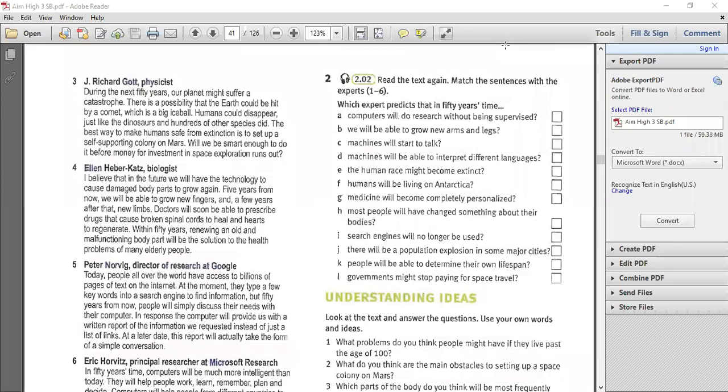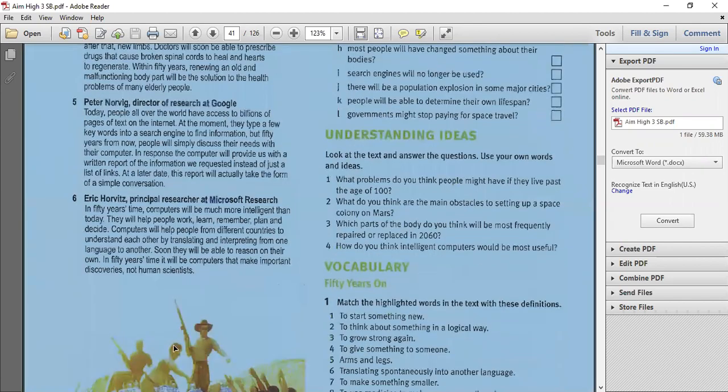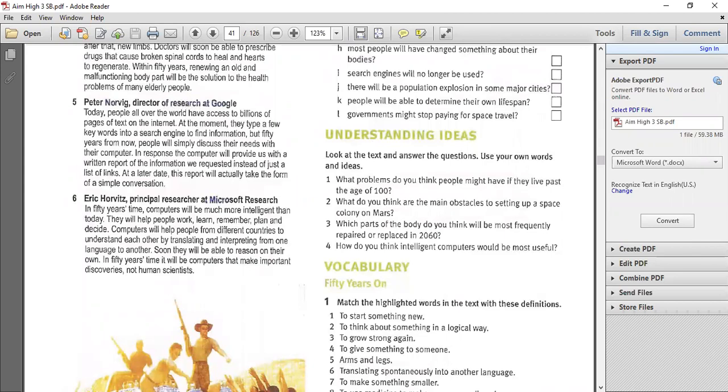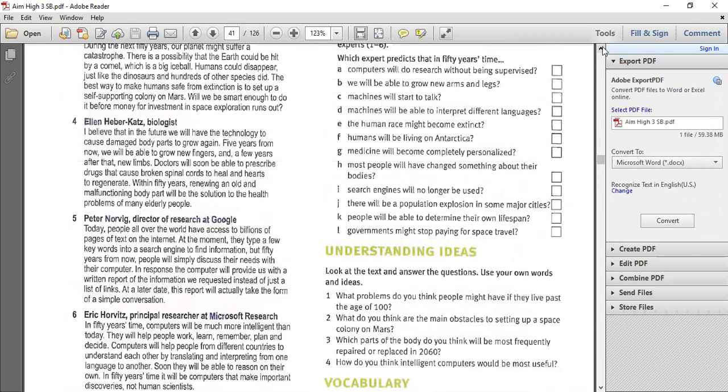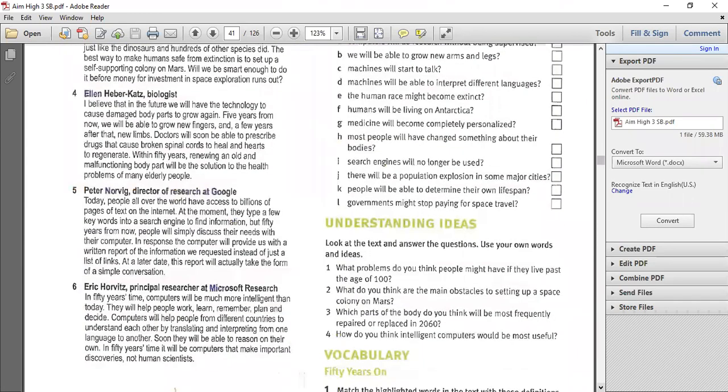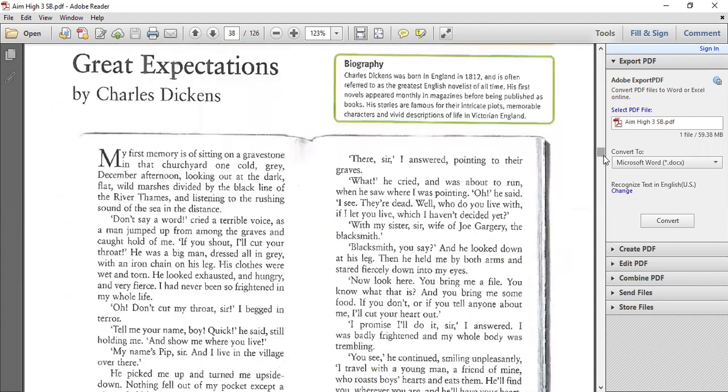Okay. Are you done? Number 6. Should I say number 6? Please. In 50 years, computers will be much more intelligent than today. They will help people work, learn, remember, plan, and decide. The computer will help people from different countries to understand each other by translating and interpreting from one language to another. Soon they will be able to reason on their own. In 50 years' time, it will be computers that make important discoveries, not human scientists. Okay, excellent.